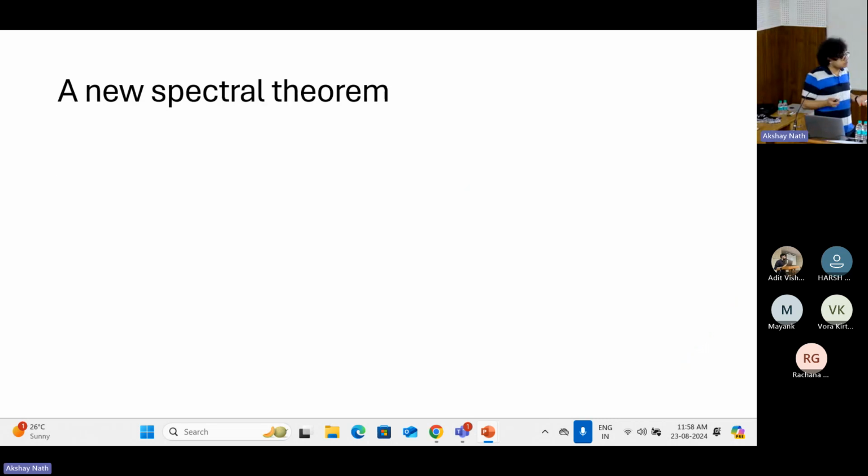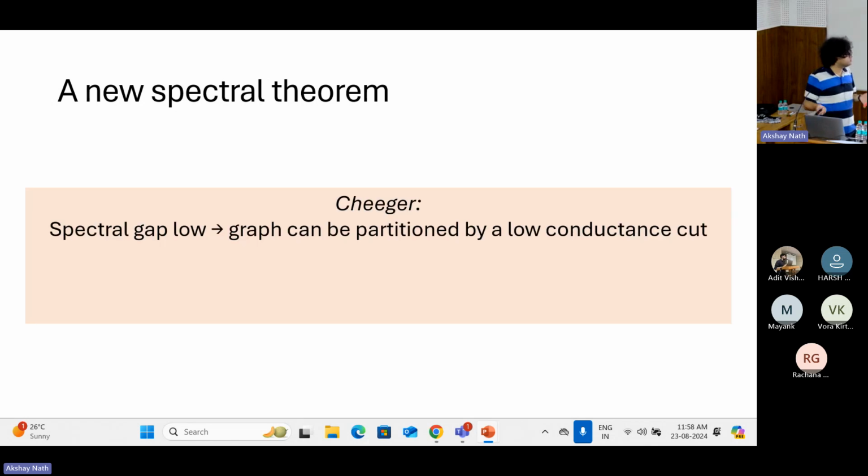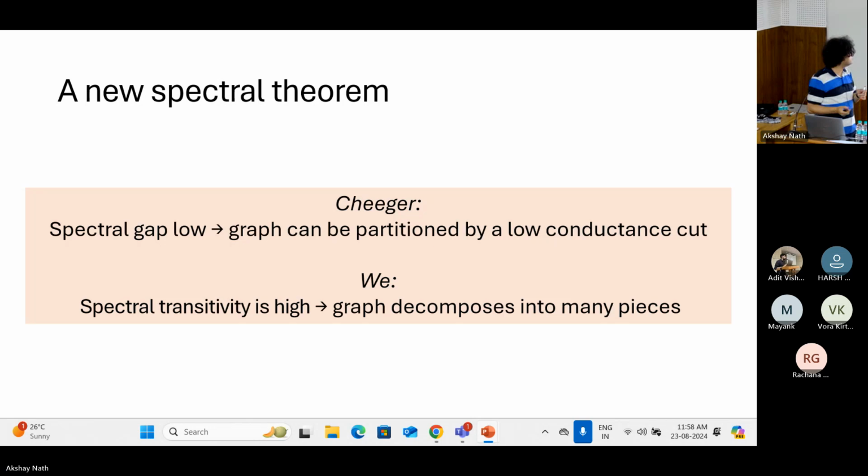I think of this as a new spectral theorem, because Cheeger tells us that when the spectral gap is low, your graph can be cut in 2 pieces using a low conductance cut. What we tell you is that when spectral transitivity is high, your graph will decompose naturally into many pieces.